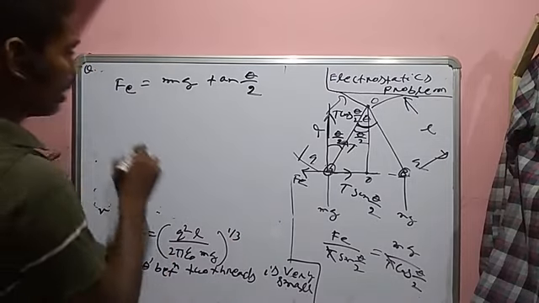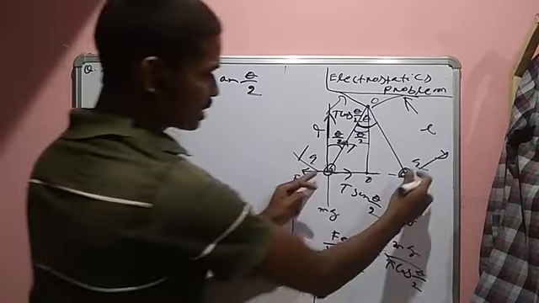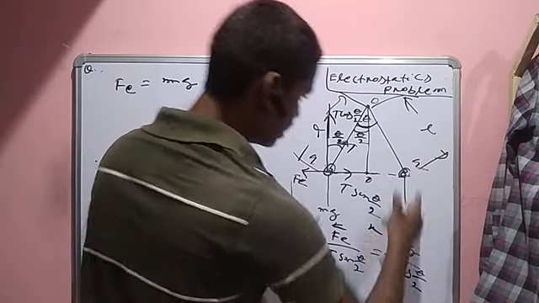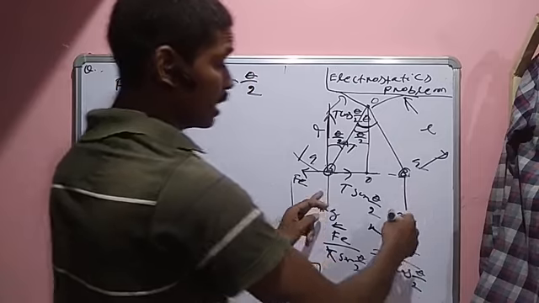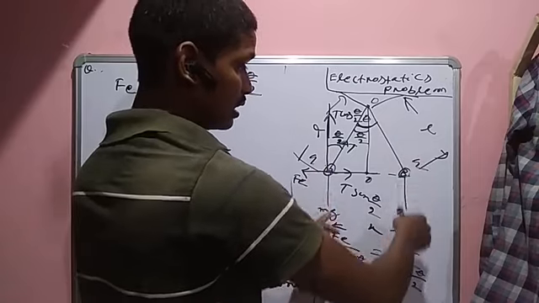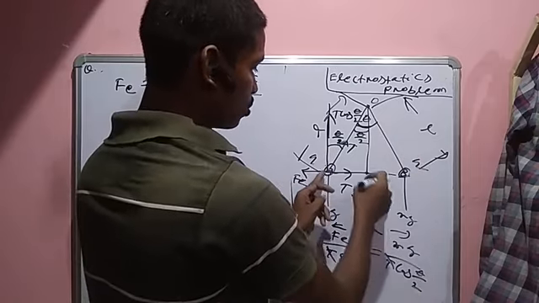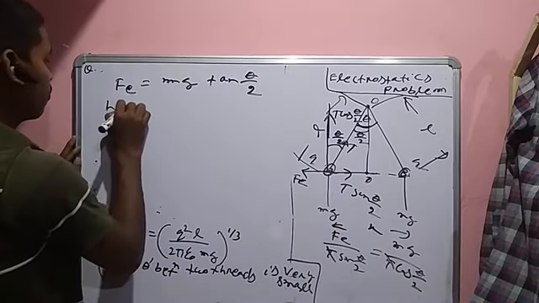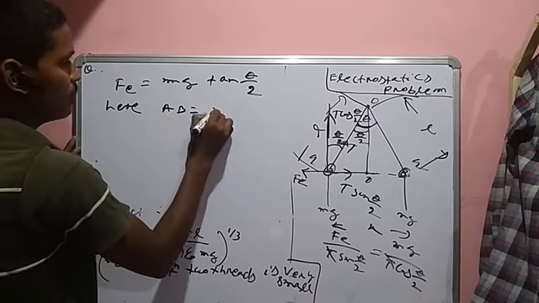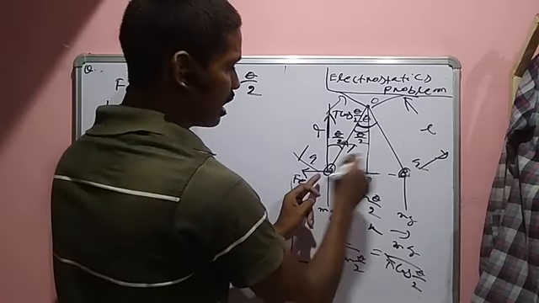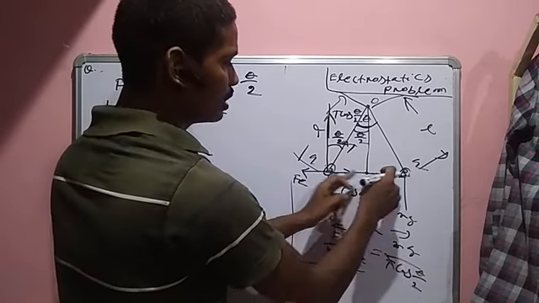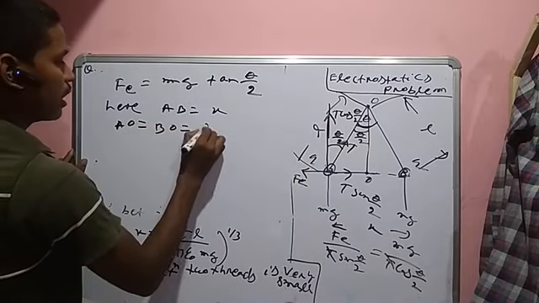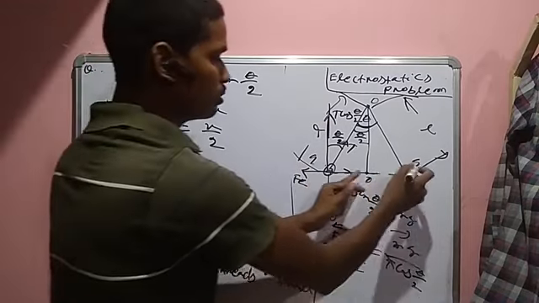Here, tan theta by 2 is what? Suppose this distance is x. AB is x. But AO is equal to BO is equal to x by 2. This is x by 2, this is x by 2.